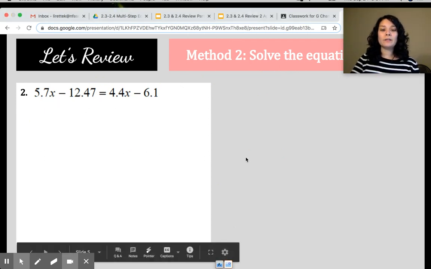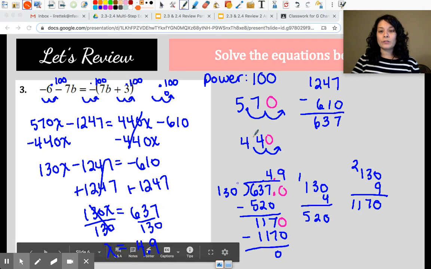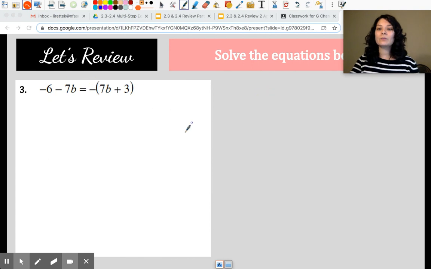So either method is perfectly fine. You make the choice of what's easiest for you. Sometimes clearing the decimals makes it harder, sometimes it makes it easier.